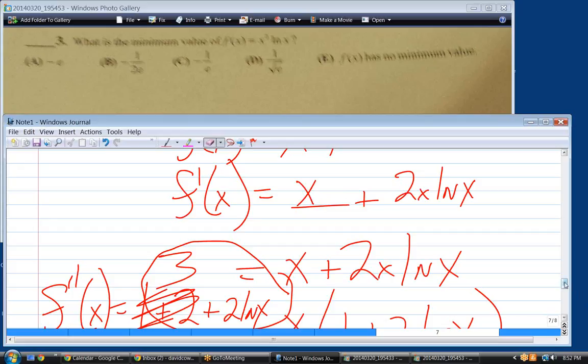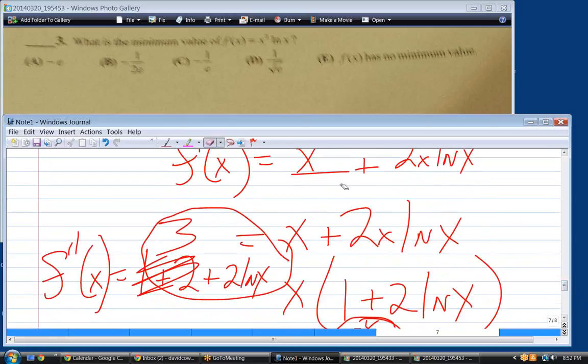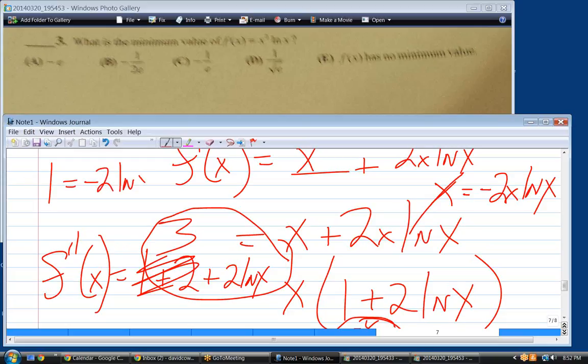Where is it 0? It's 0 when x is equal to minus 2x log x. Divide both sides by x, and I get 1 equals minus 2 log of x.